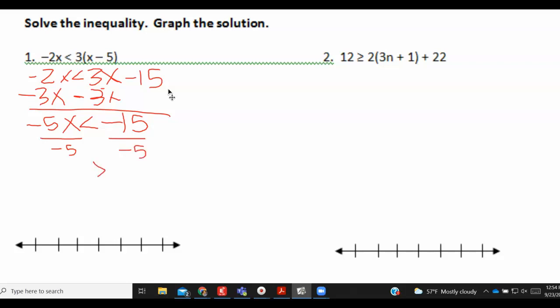When you divide by a negative, your inequality changes direction. And we get x is greater than 3. So on my number line, I want to make sure I have numbers to the right and left of 3. At 3, I'm going to have an open circle. The x values are greater, so I'm going to shade to the right, which is the values above 3. So open circle at 3 and shade to the right.